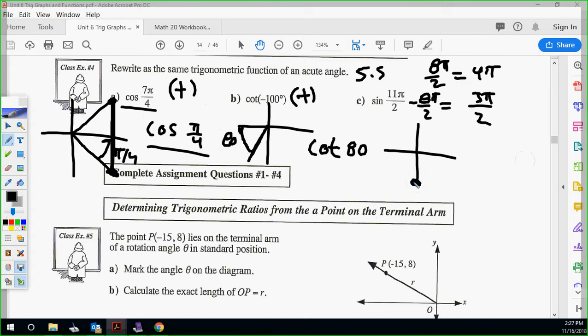Now for this, is it positive or negative for sine? Well, we're down, and sine goes with y, so this is negative. And then what's the reference angle? It's the biggest one you can have.